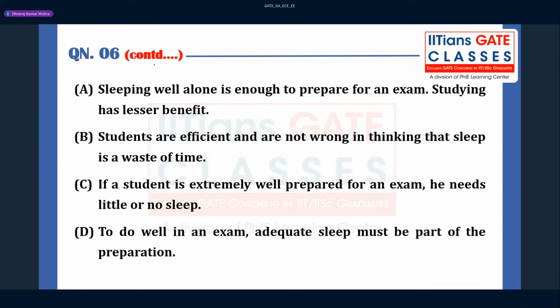Sleeping well alone is enough to prepare for the exam. What is this, guys? This is a very bad statement. Students who are efficient are not wrong in thinking that sleep is a waste of time. This is also a very bad statement. If a student is extremely well prepared for the exam, he needs little or no sleep.